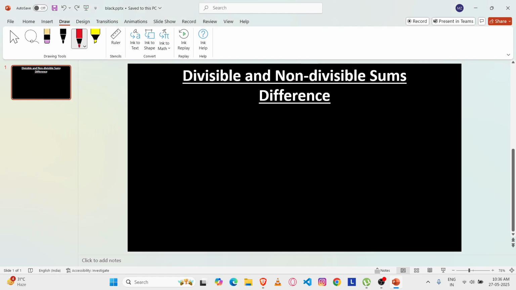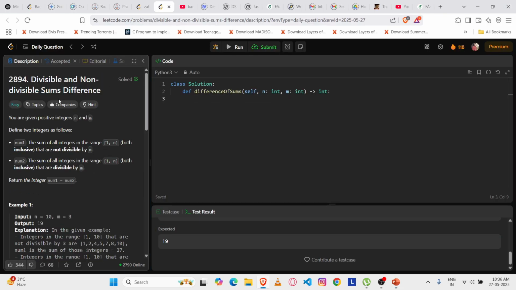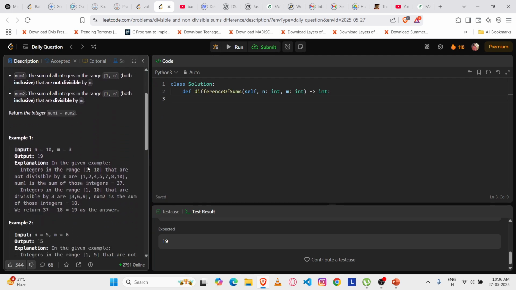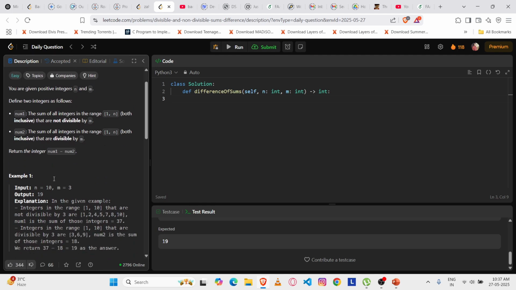Today's question is divisible and non-divisible sum of difference. This is a very simple and easy question. I have solved it already, and I am going to show you a different approach, kind of a mathematical approach to it. So let's dive into that mathematical approach. Let's see the question. You can read the description and all.